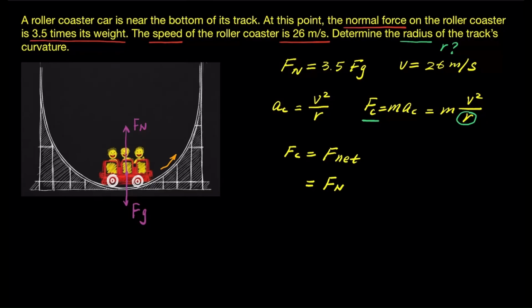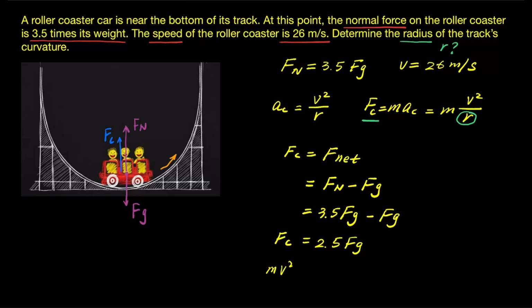So we have Fnet equals Fn minus Fg. We know Fn is 3.5 times Fg, then minus Fg. Eventually we have Fnet is 2.5 times Fg. Now you see that we have the centripetal force, which is 2.5 times Fg. And this centripetal force is pointing towards the center of the loop, which will make the car move in that circular loop.